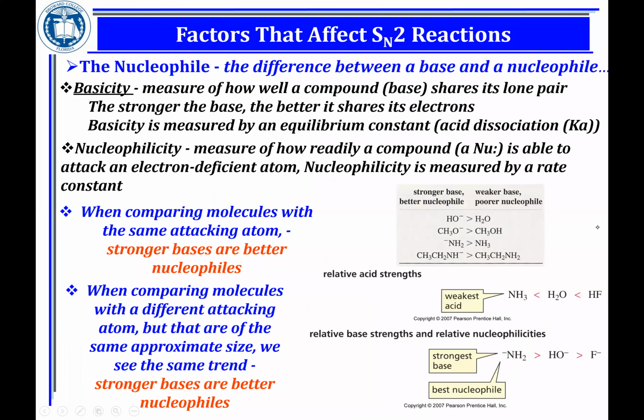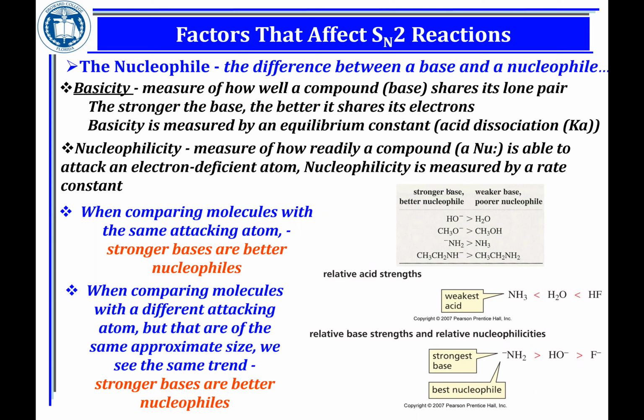So we looked at two factors already: primary, secondary, tertiary. Primary would go through SN2 faster than secondary and much faster than tertiary. The nature of the leaving group: the better the leaving group, the faster the SN2 reaction. In either case, for SN1 and SN2, because the leaving group has to leave, the better the leaving group, the faster the reaction is. At least for SN1 it is a major factor, and for SN2 it's not the primary one, but it is a major factor as well.